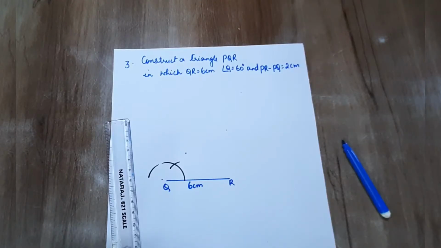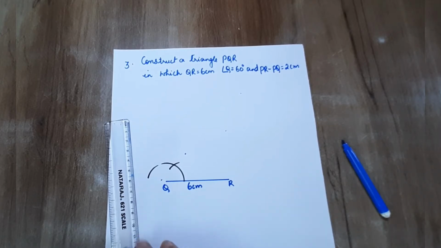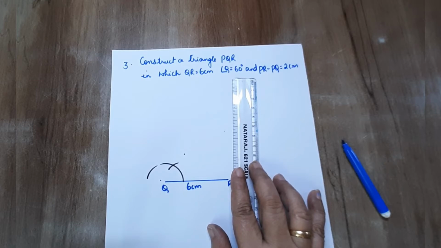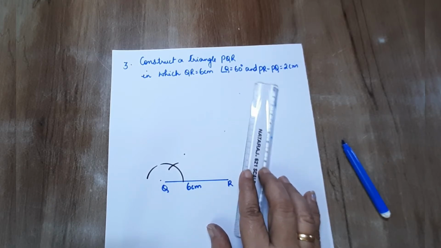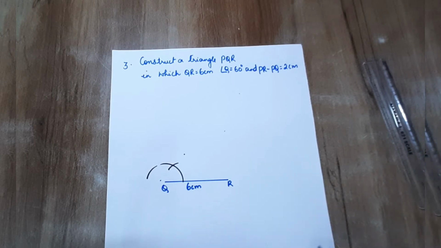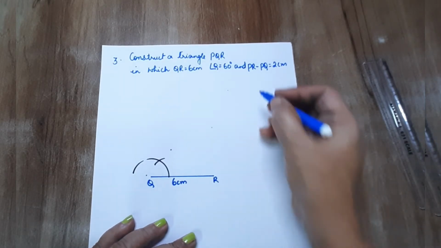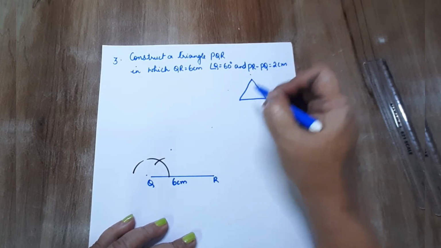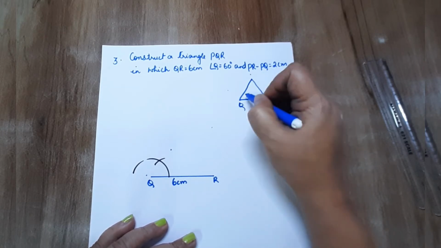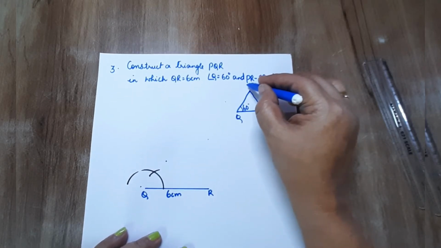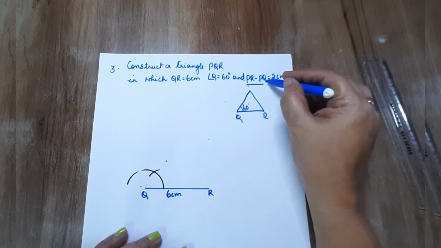Now for the third question, construct triangle PQR in which QR is 6 cm, angle Q is 60 degrees, and PR minus PQ is 2 cm. So before starting the sum, we will check with a rough diagram. So this is QR given and this is 60 degrees. Now look out for this minus sign, PR minus PQ.